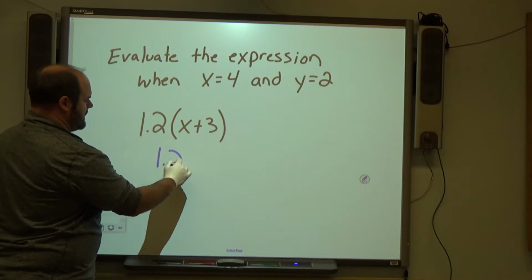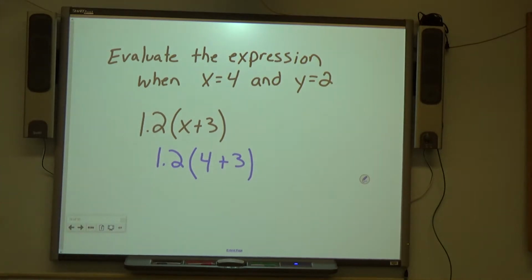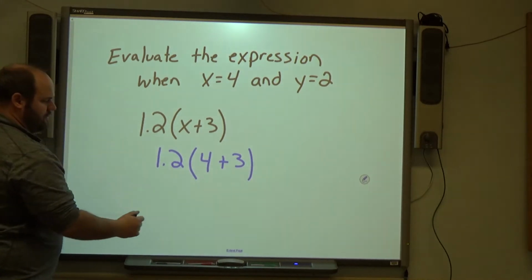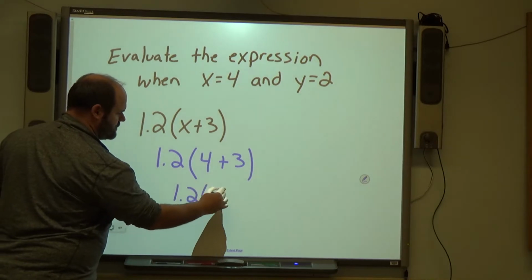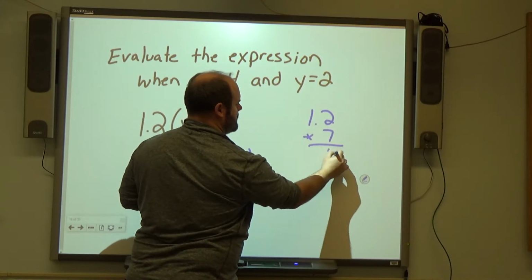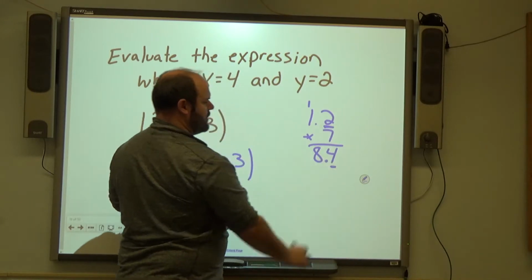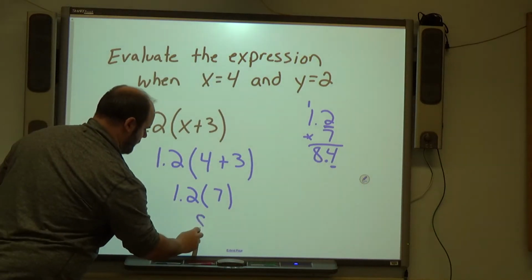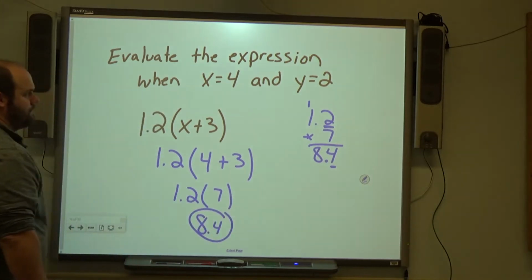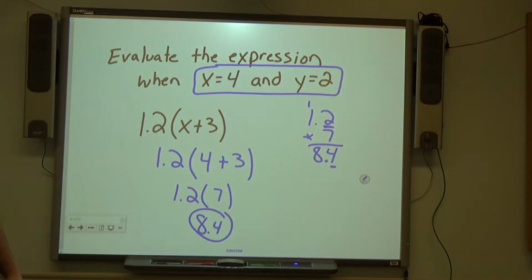So we rewrite the problem, 1.2 and 4 plus 3. Once again, inside your grouping symbols first. So you're left with 1.2 times 7, a little bit of side work, multiply, and I have one place after my decimal, so I need to have one place after my decimal down there. So your answer is 8.4. Now, what I need you to do is please write this at the top of your paper so that you remember x equals 4 and y equals 2, because you are going to use that on the next page.